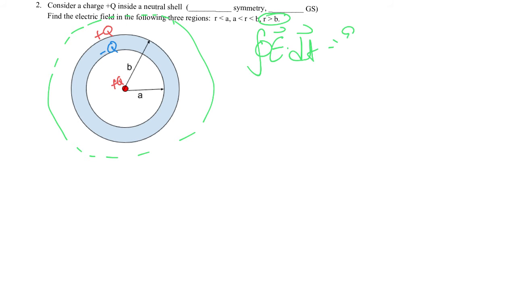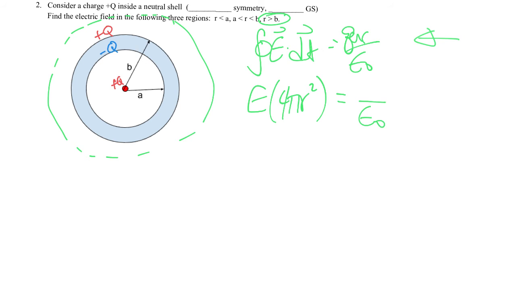You sick of writing this yet? Just wait, we're on number 2. So E times... and you'll notice as we keep going, I'll drop things and go quickly to this. You do always need to start with this though, just to get your bearings. All right, what's Q_enc? That's the question we're constantly asking ourselves. So here's my surface. What's inside? I've got a plus Q, a minus Q, and a plus Q, right? So what is that? It's Q.